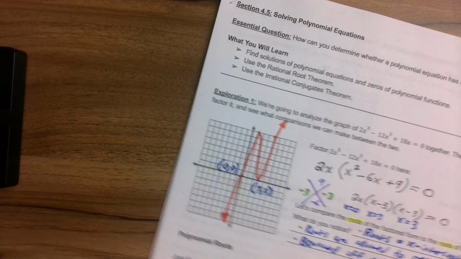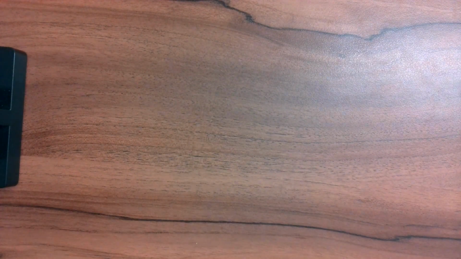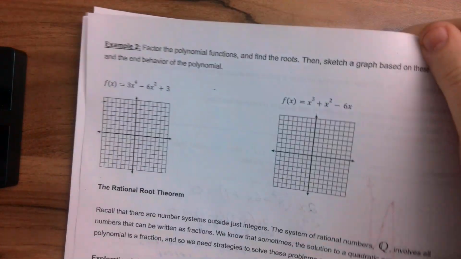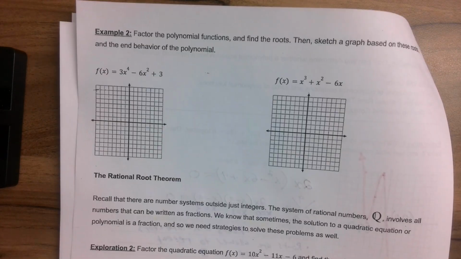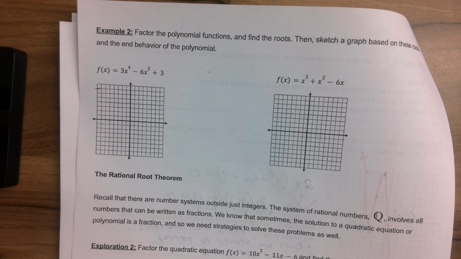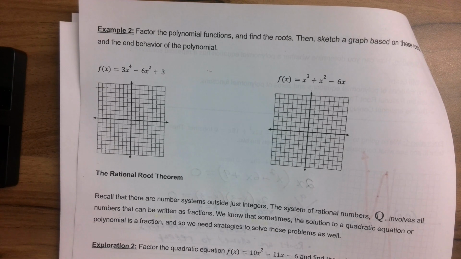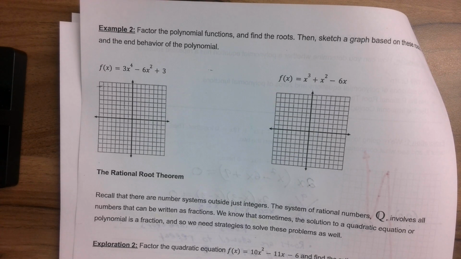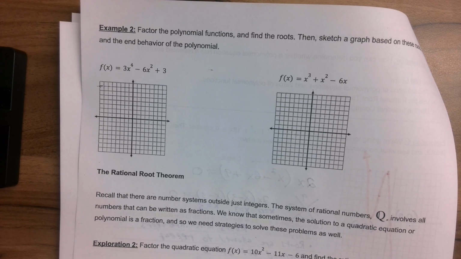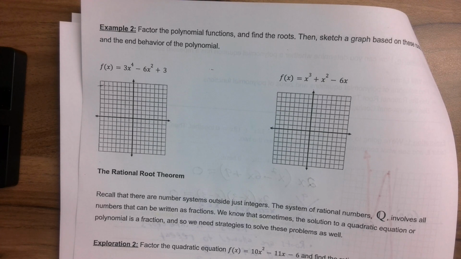Let's flip the page, everybody. So on the next page, now we're going to sort of put everything together. This is the bread and butter of this section. I want us to factor these polynomial functions and find the roots. Then sketch a graph based on these roots and the end behavior of the polynomial. If you feel confident with these, with factoring them, finding the roots, and sketching the graph, try it out on your own. Otherwise, let's chat.